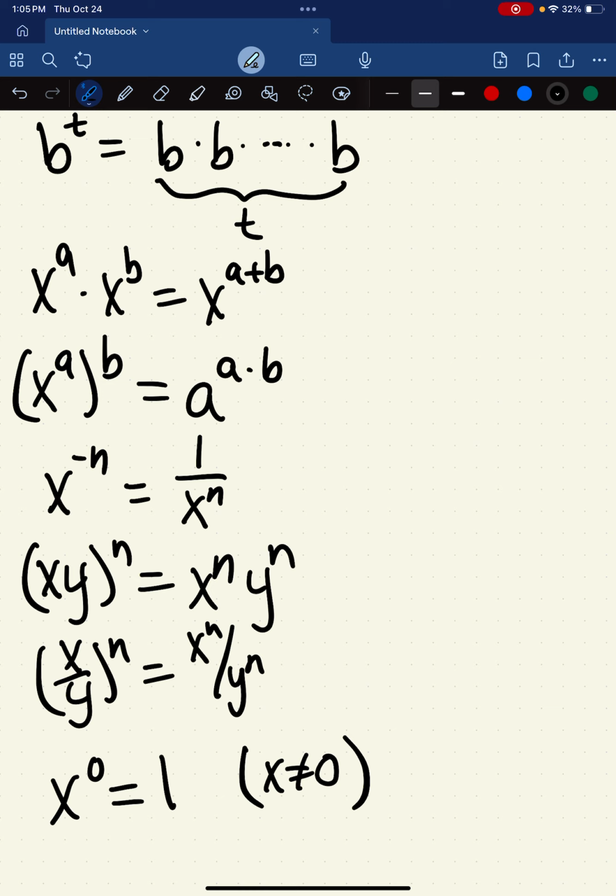All right, next lecture, this has basically been a crash course in exponents. So the next lecture, we're going to work on scientific notation, which is going to be heavily using exponents, and then we'll move on to polynomials.